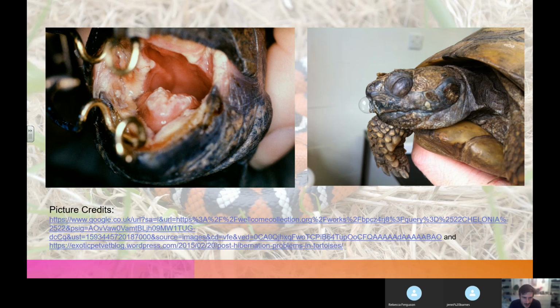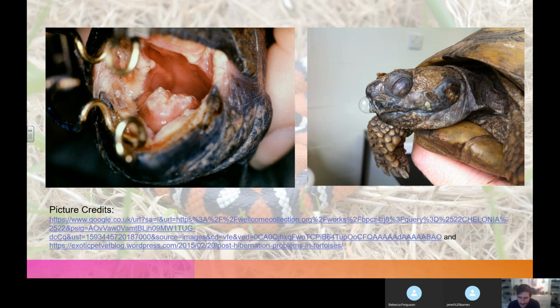So I've got a couple of pictures here. The picture on the left is a tortoise with these sort of ulcerative white plaque-like lesions on the tongue and sort of on the mucosa inside the cheeks. And that would be something that we very commonly see with herpes virus. And then on the right, you've got a tortoise that's bubbling from the nose. And respiratory infections in tortoises are really common.